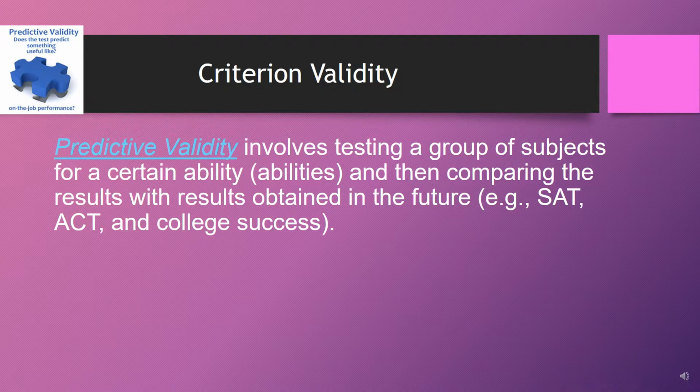Predictive validity involves testing a group of subjects for a certain ability or abilities and then comparing the results with results obtained in the future. For example, SAT scores are used to determine whether a student will be successful in college. First year grade point average becomes the criterion for success.